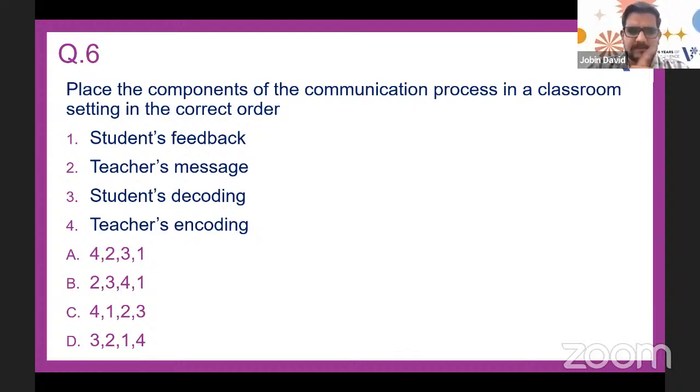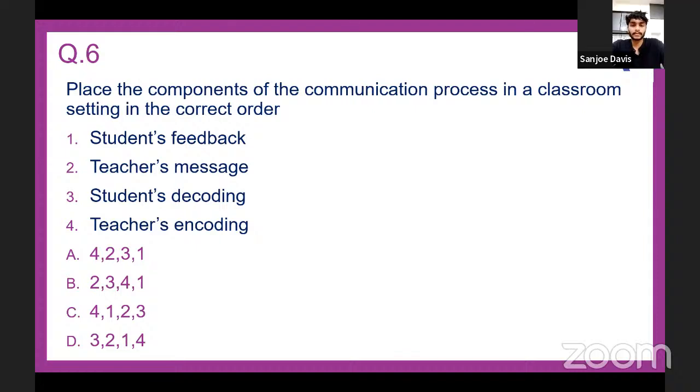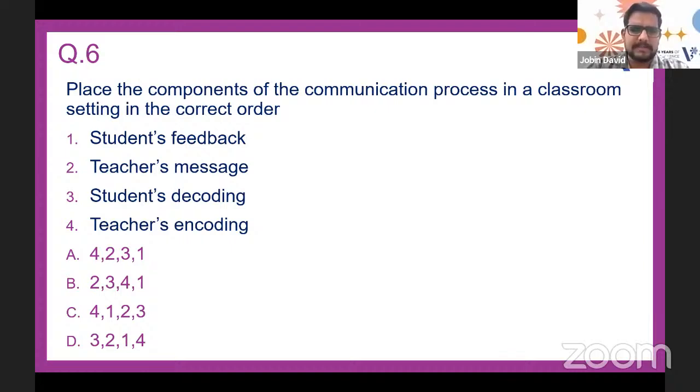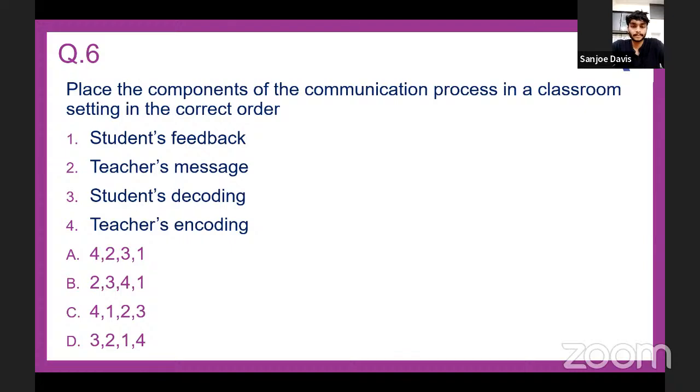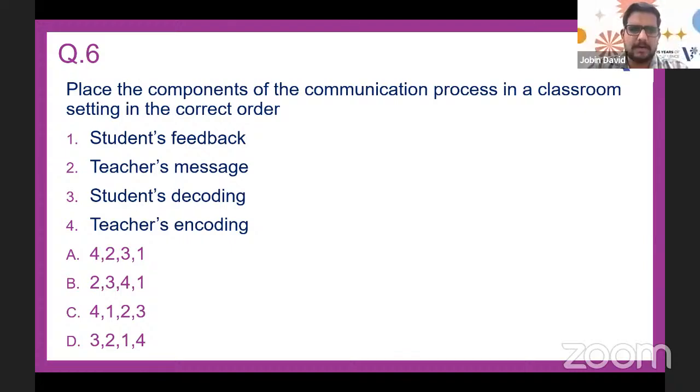So I think we will go with 4 first. We have 4 with 2 options, A and C. I asked you, immediately after teachers' encoding, we won't have students' feedback. So then can we go with option A? Yes, 4, 2, 3, and 1. First is teachers' encoding, the second is teachers' message, the third is students' decoding, and after that students' feedback.